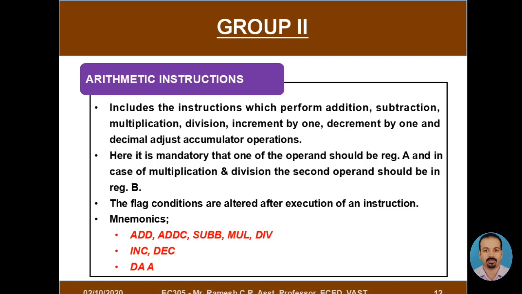And to perform the decimal adjust accumulator function, we have the mnemonic DA, and it follows an implied addressing mode. As we told earlier, it is mandatory that the operand should be in the accumulator register. So the complete instruction for decimal adjust accumulator is DA space A.